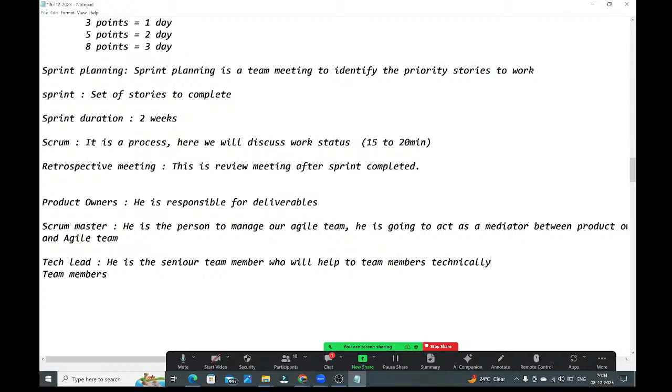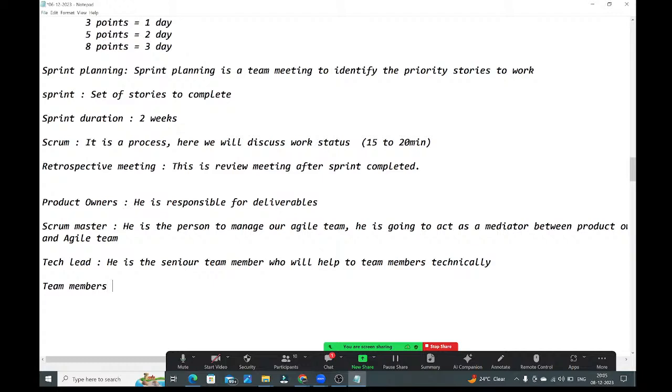Guys, those who will help team members technically, we will call them team leads. Next we have team members. Team members means what? Our developers, testers, all those people will come under team members, guys.